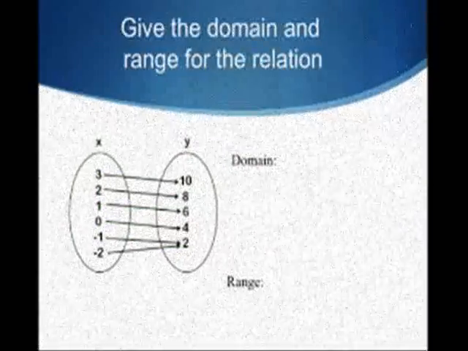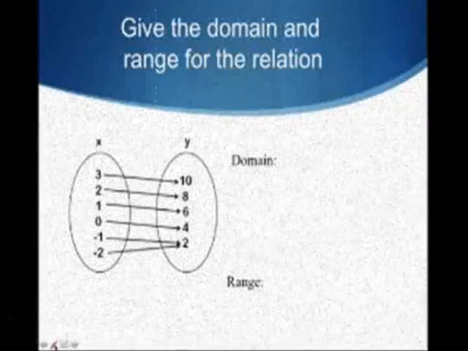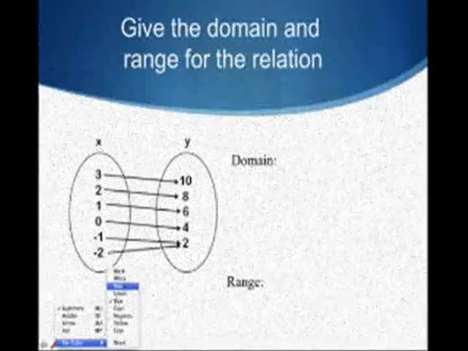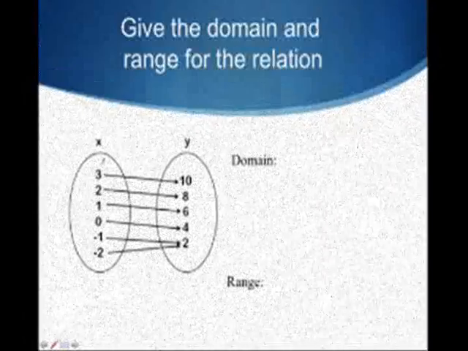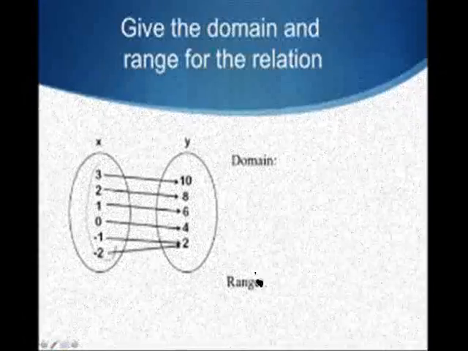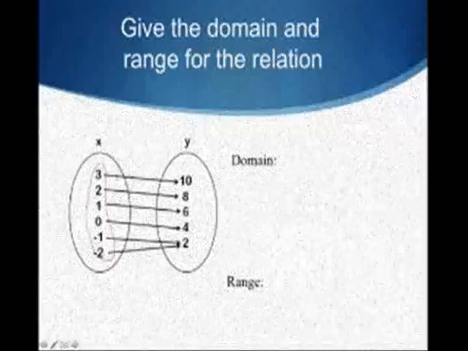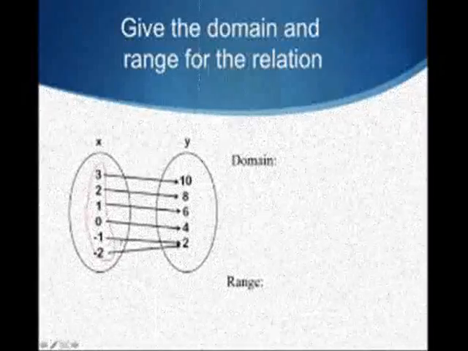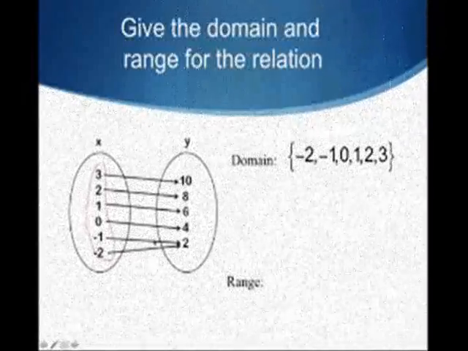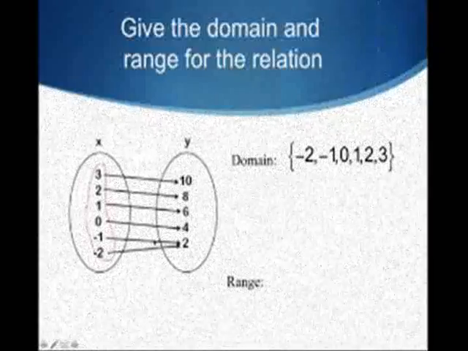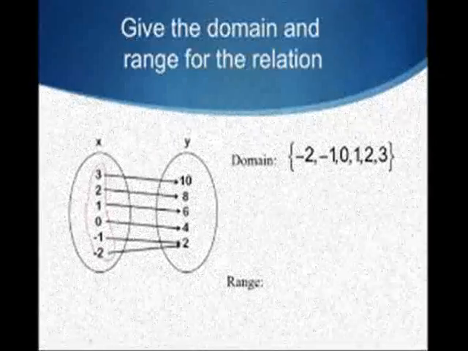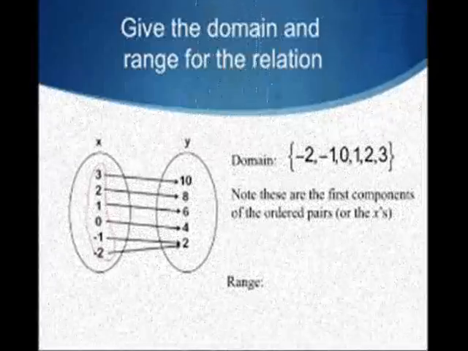All right, what about here? Well, again, let me grab my pen. What are my domains? I can see that I'm using all of these numbers: 3, 2, 1, 0, -1, and 2. And so that's my domain, everything in that X circle. Those are my first components.